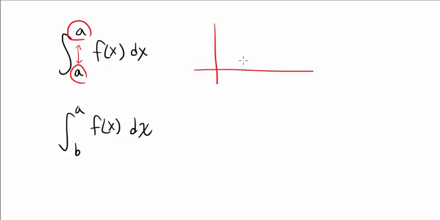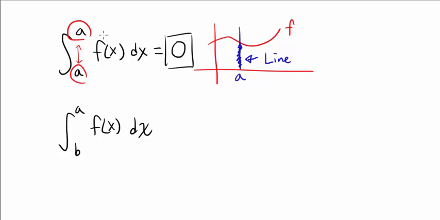So if you visualize it, we have a graph of f, and we are going from x equals a to x equals a, and we want to find the area of this line. And the area of a line is 0 because it's not enclosing any space. So the integral from a to a of f of x dx is always going to be 0.